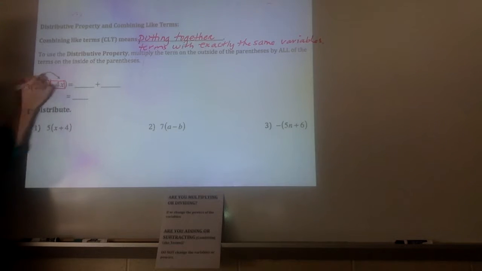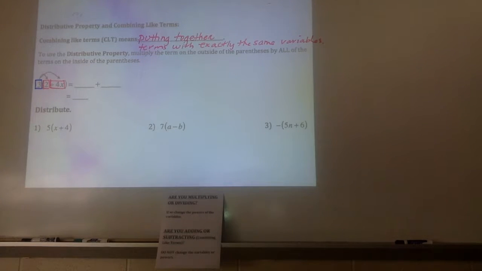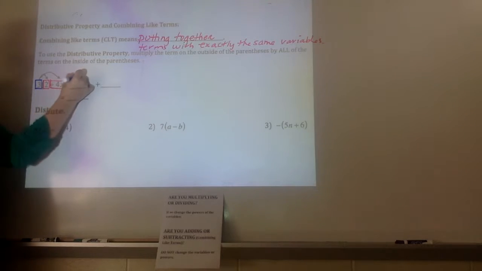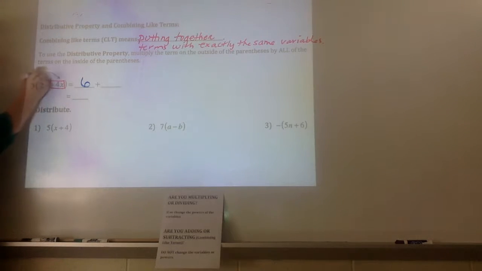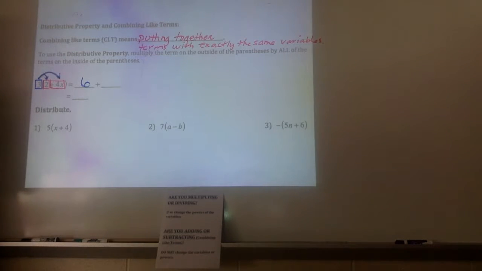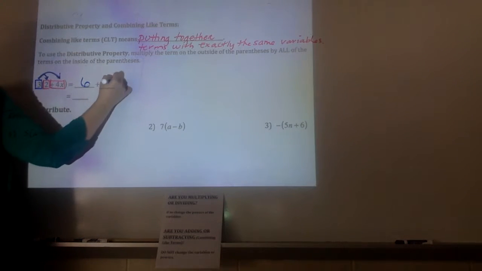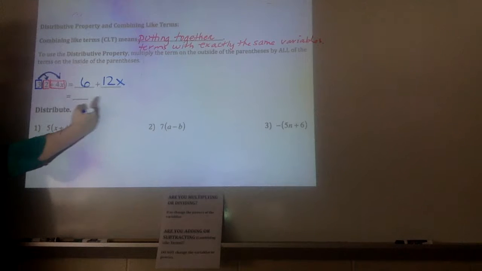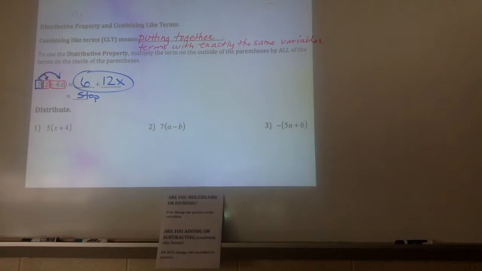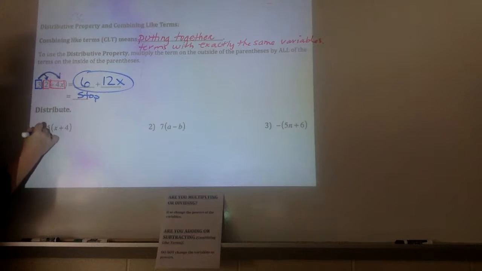So if you take a look, I have 2 terms that I've highlighted in red, 1 in blue. If I take 3 times 2, I get a positive 6. Now when I take the 3 times the positive 4x, I get positive 12x. Can I combine these? No. I'm going to stop at this point because neither one of them have the same variable parts. So let's try this in the next few examples.